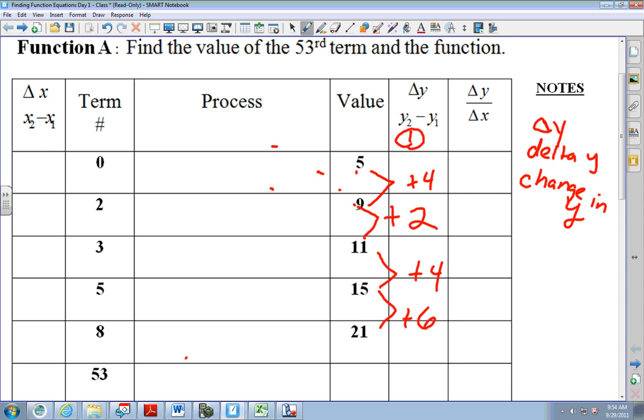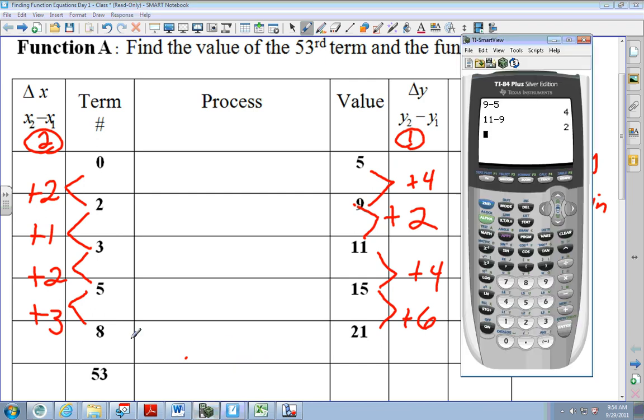Step 2, I got all these red marks on here, but I'll erase those real quick. All right, step 2 is to come over here and find delta x, the change in x. Right here, I'm going to go from 0 to 2, which is plus 2. From 2 to 3, plus 1. From 3 to 5 is plus 2, and 5 to 8 is plus 3.